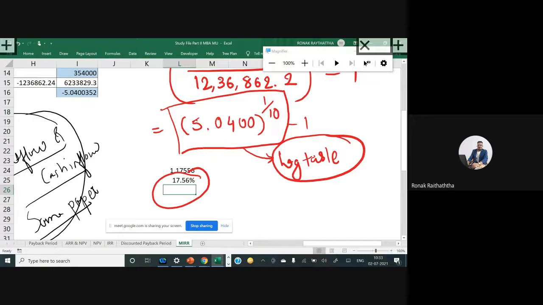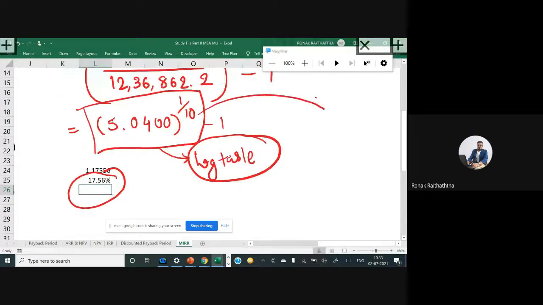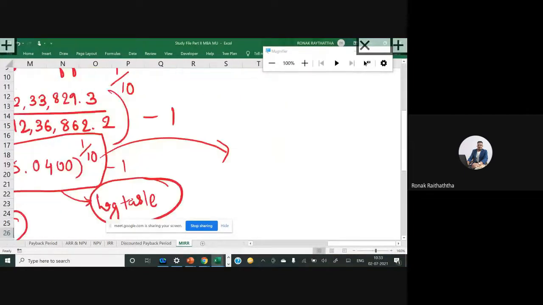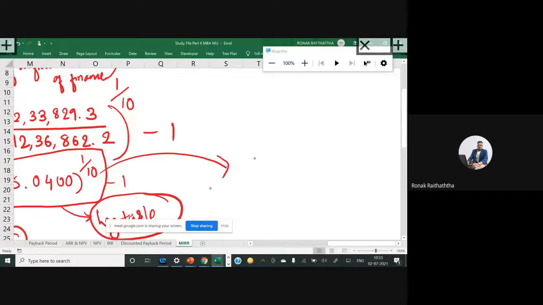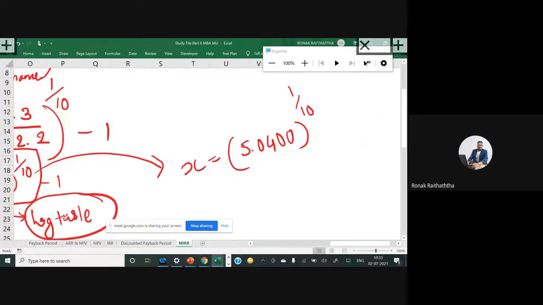If you don't find the log table, then what you will do, please, let's go to that process. Some people might be confused. Let's assume this as an x. x equals 5.0400 raised to 1/10.